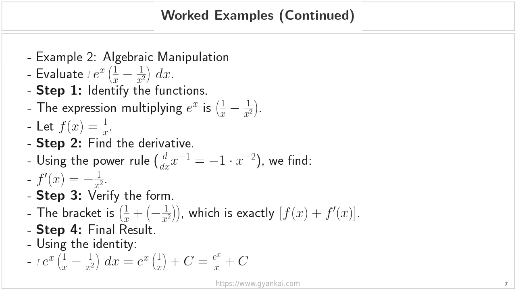Since f of x is 1 over x, our final answer is e to the power of x times 1 over x plus c, which we can write more neatly as e to the power of x over x plus c. And that's it.